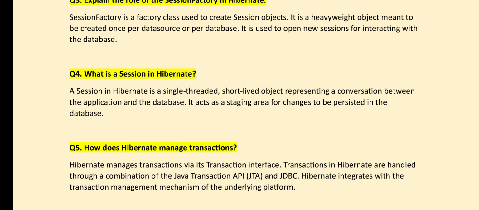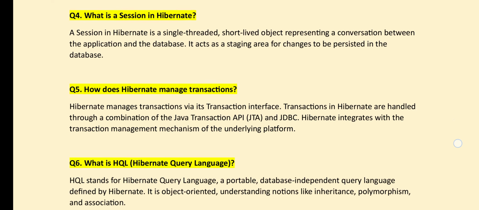How does Hibernate manage transactions? Hibernate manages transactions via its Transaction interface. Transactions in Hibernate are handled through a combination of the Java Transaction API and JDBC. Hibernate integrates with the transaction management mechanism of the underlying platform.